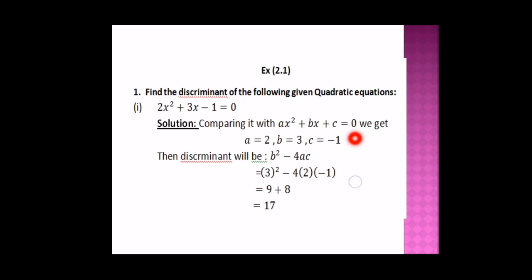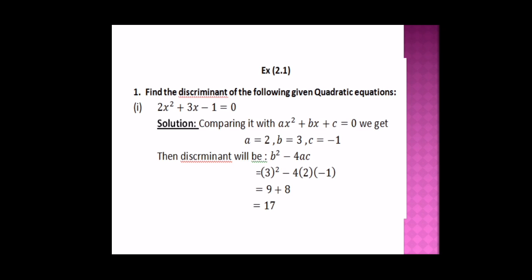After comparison, we get a is equal to 2, b is equal to 3 and c is equal to minus 1. Since we have just been asked to find the discriminant, we are going to apply the formula, that is b square minus 4ac. After putting the values of a, b and c, we get the discriminant of the quadratic equation as equal to 17.